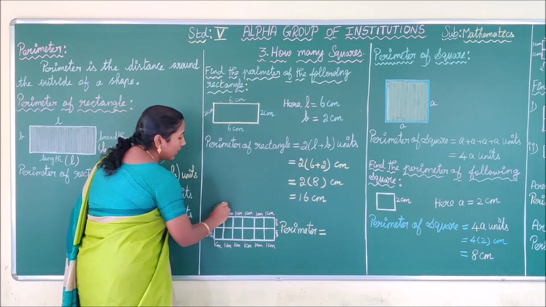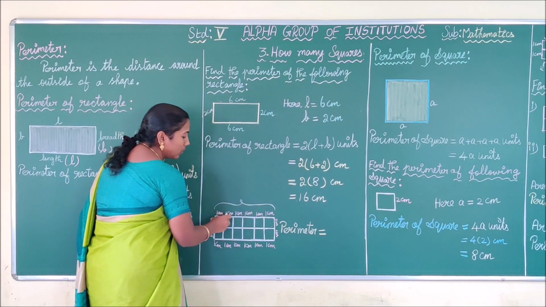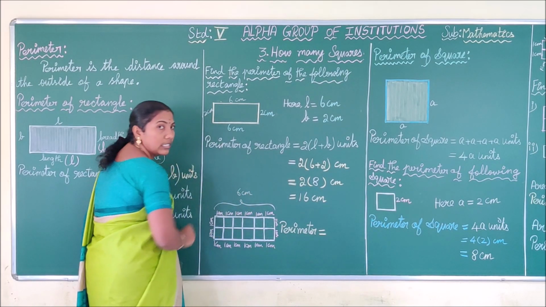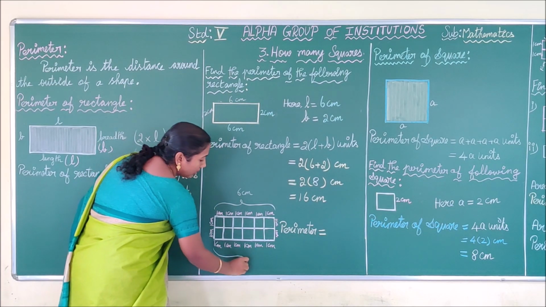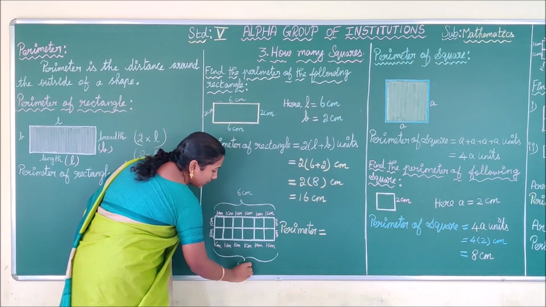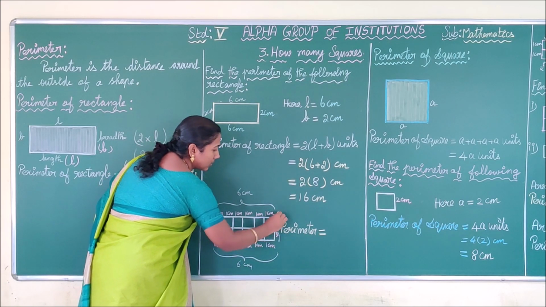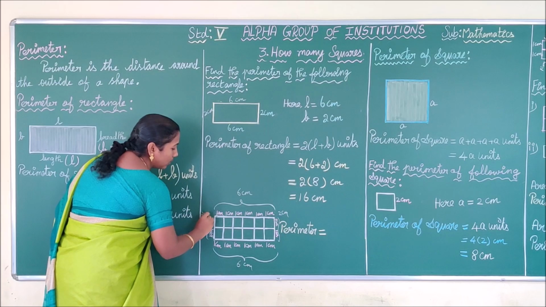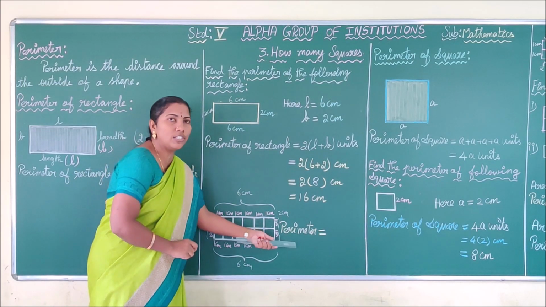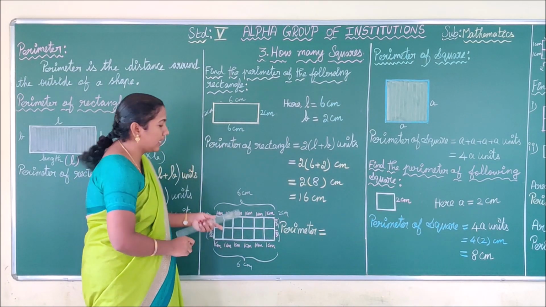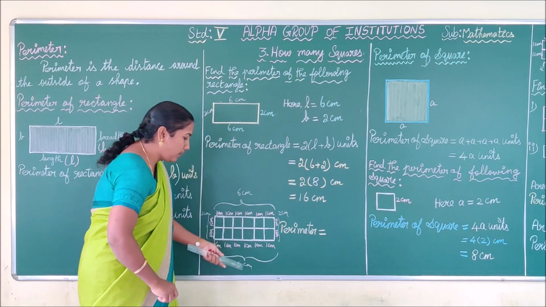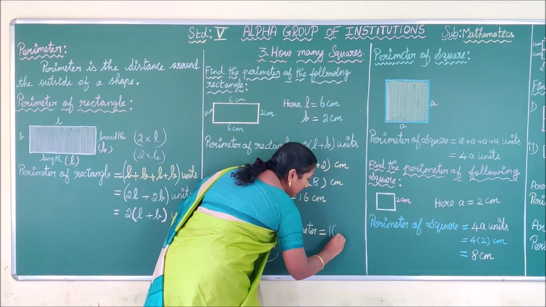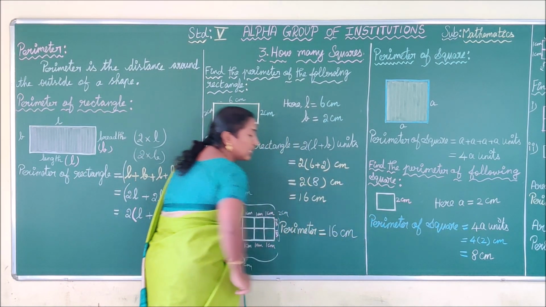So what is the length of this side? 1, 2, 3, 4, 5, 6. So the length of this side is 6 centimeter. Similarly, the length of this side is also 6 centimeter. What is the length of this side? 1 plus 1, 2 centimeter. What is the length of this side? 2 centimeter. What is meant by perimeter? You just add the length of each side. Thus 6 plus 2, 8. 8 plus 6, 14. 14 plus 2, 16 centimeter. Thus the perimeter of the given shape is 16 centimeter.